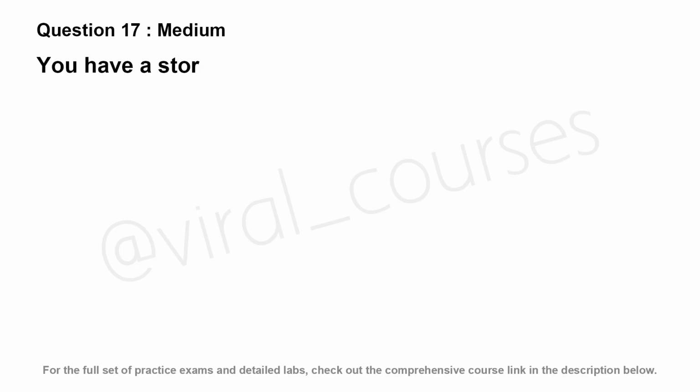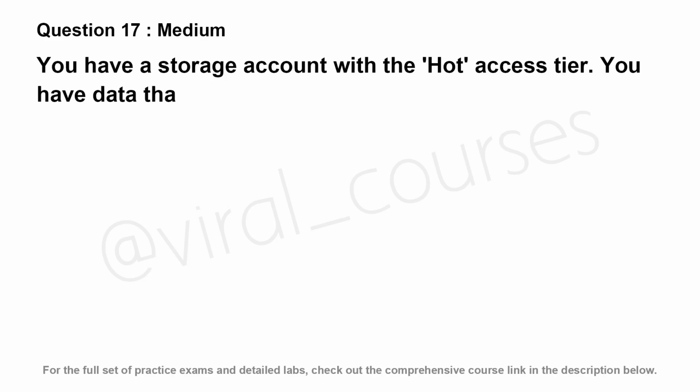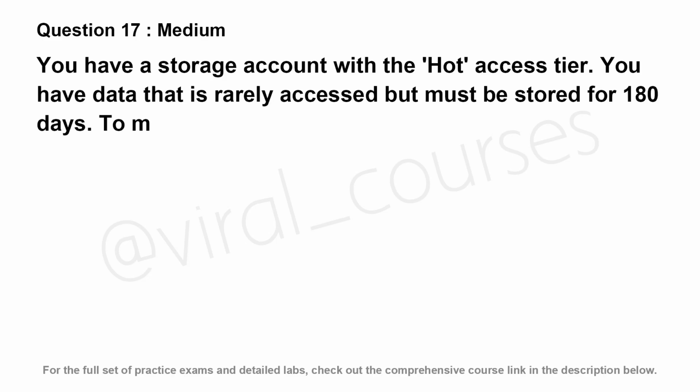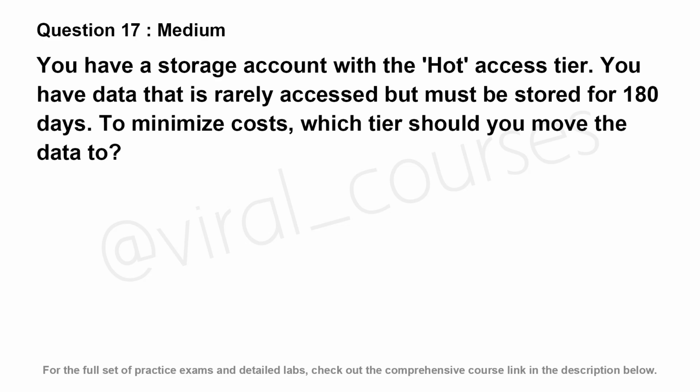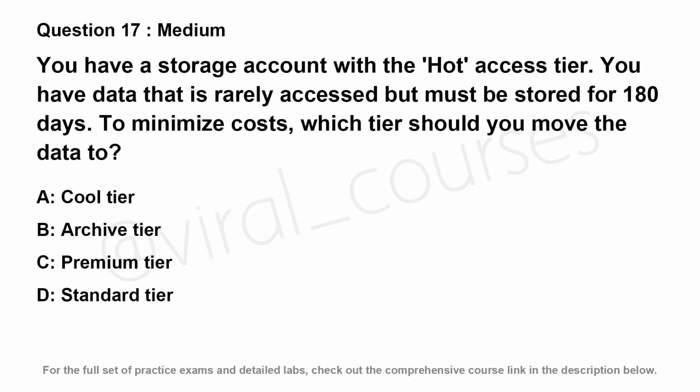You have a storage account with the hot access tier. You have data that is rarely accessed but must be stored for 180 days. To minimize costs, which tier should you move the data to? Option A, Cool tier. Option B, Archive tier. Option C, Premium tier. Option D, Standard tier.